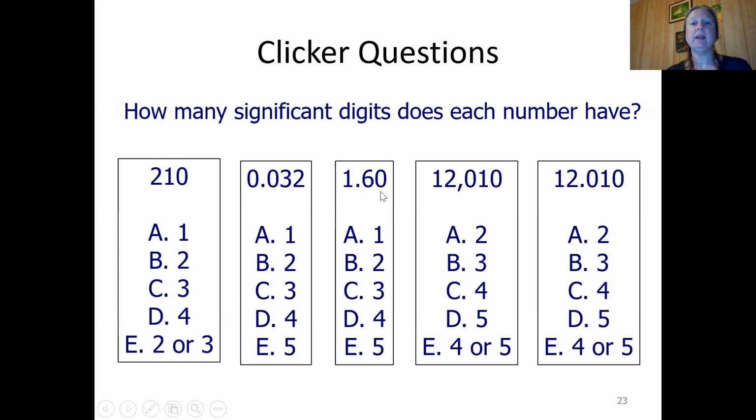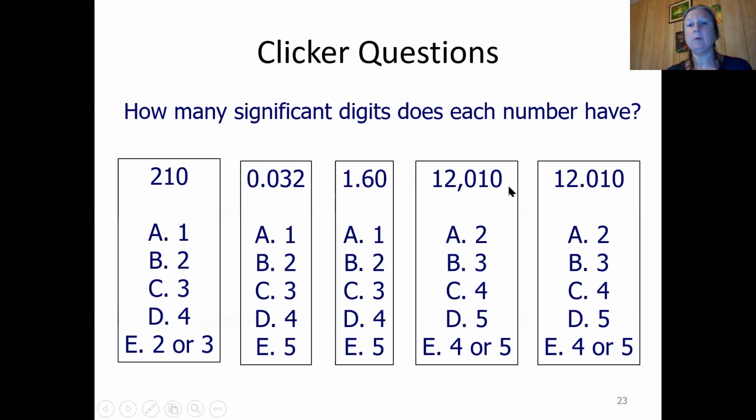This 0, on the other hand, is back here at the end on the other side of the decimal place. Therefore, it is significant. Anything to the right of the decimal place is significant if it's by itself. So this is 3 sig figs.